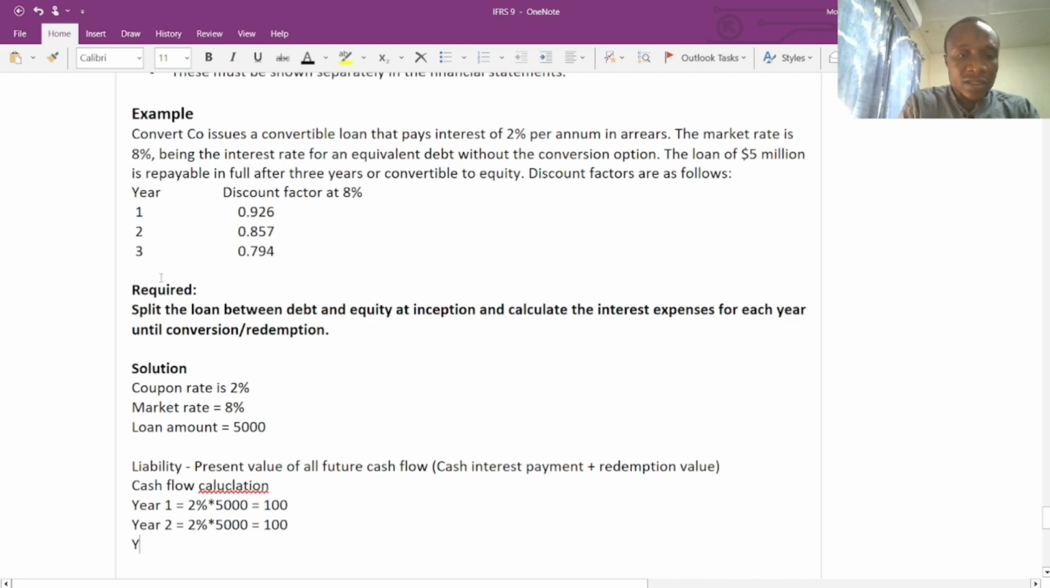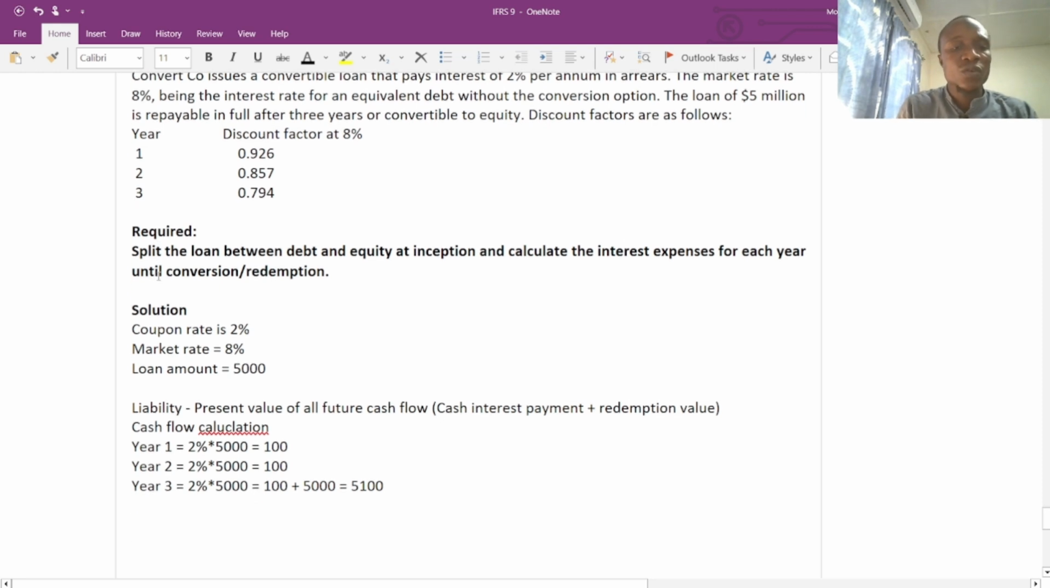Then in year three, we are going to pay 2% plus the outstanding, plus the proceeds, sorry, the redemption value. So year three, we are going to pay 2% multiplied by 5,000 plus the redemption value, which is 5,000. So it will give us 5,100. So these are the cash flows. So now we are going to discount this cash flow to present value. So we are going to use the cash flow and the discount factor.